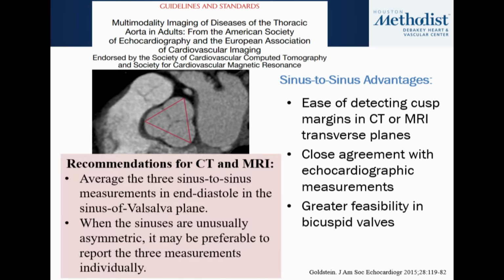And they specifically write that what you can do is best is to average the 3 sinus-to-sinus measurements in end diastole in the sinus of Valsalva plane. And if you do have a case where the sinuses are asymmetric, it may be preferable to report them individually. So this is what these guidelines recommended.